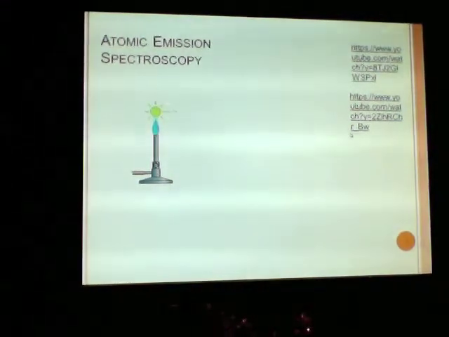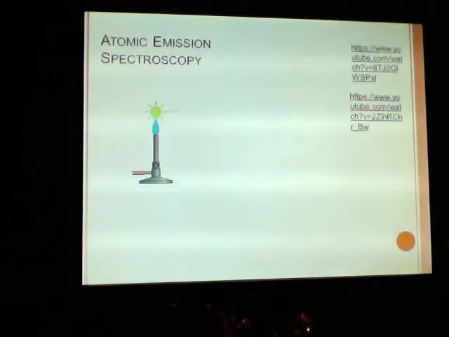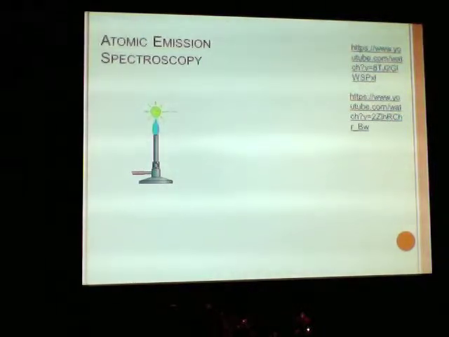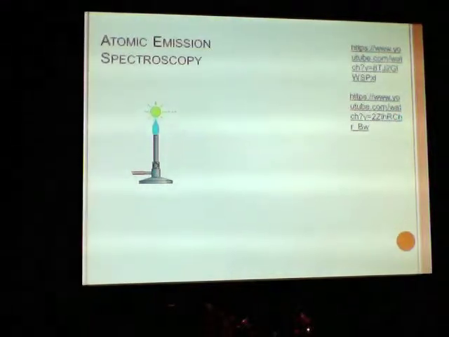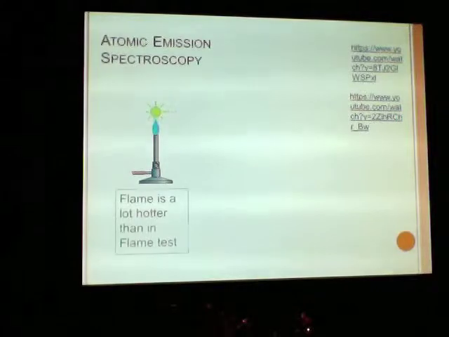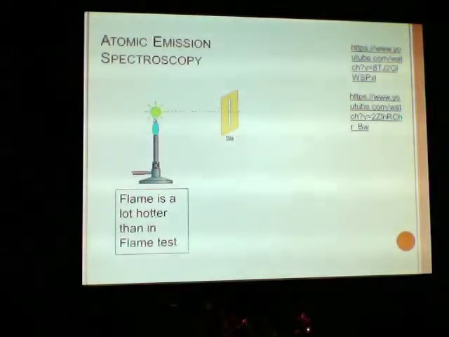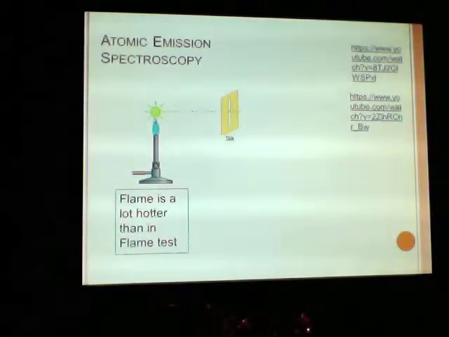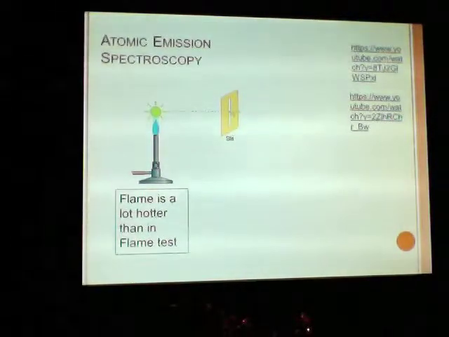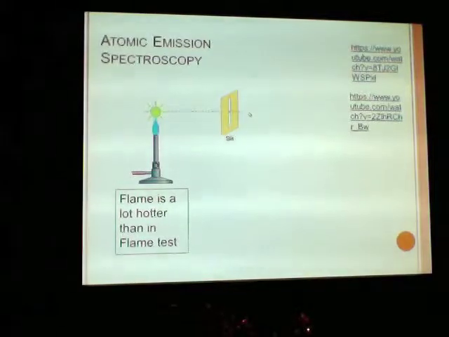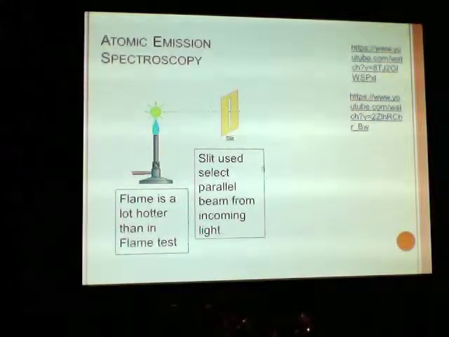Okay, so basically we know that we've got a flame here, it's sort of a hotter flame than in the flame test. So we've got our sample here, we heat it. Now the flame is a lot hotter than in the flame test. Then we have a slit, and you might ask, why do we have a slit? Well, we might be getting lots of different light, but we want to focus it, right? So we want to have just the parallel beams of light from the incoming light.